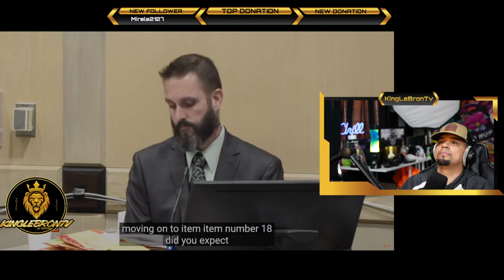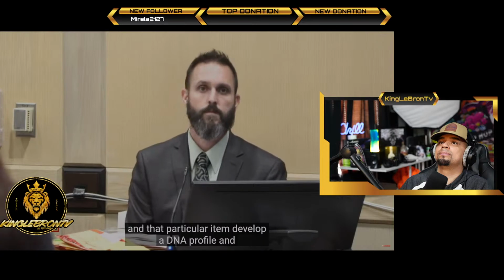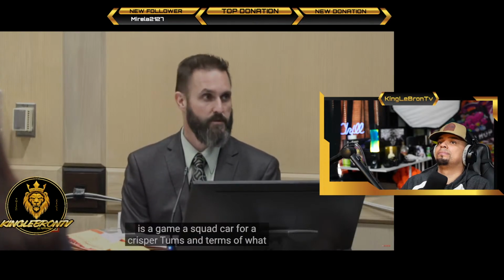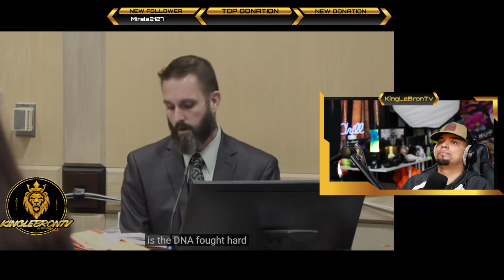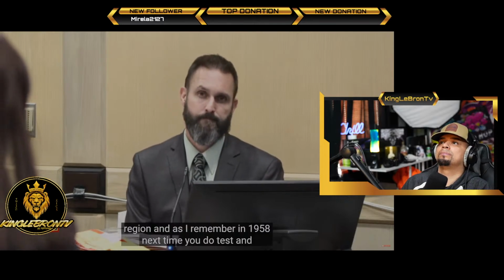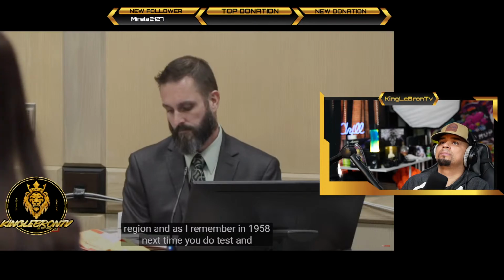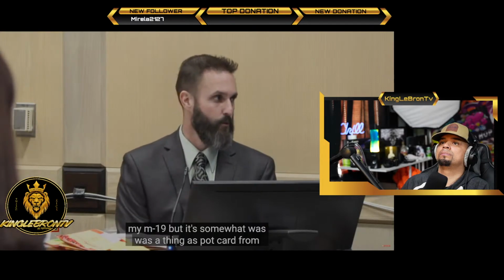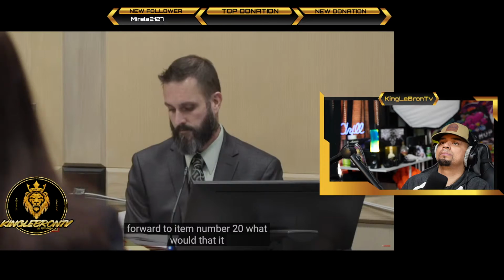Moving on to item number 18. Did you test and develop a DNA profile from that particular item? I did. And the DNA profile assigned to item number 18 was what? It is a DNA spot card from Christopher Thomas. And what is a DNA spot card? It's a blood stain collection card taken from the medical examiner. And as to item number 19, the next item, did you test and develop a DNA standard or profile from item 19? I did. And what was that? It was a DNA spot card from Mr. Anthony Williams.